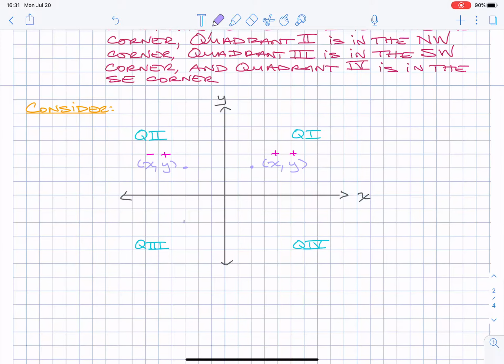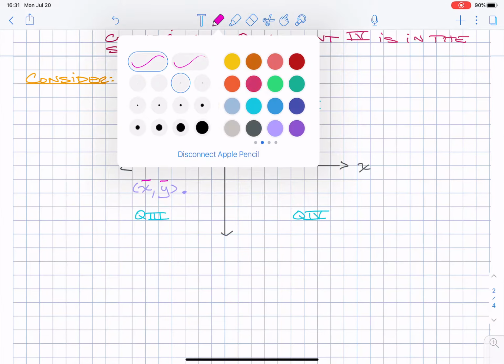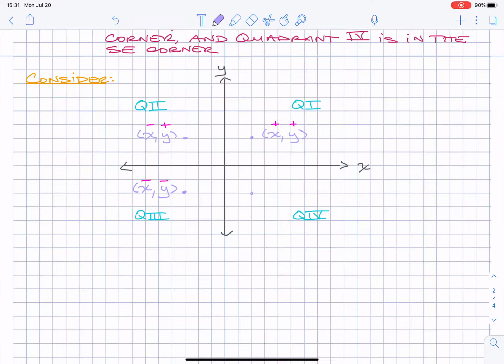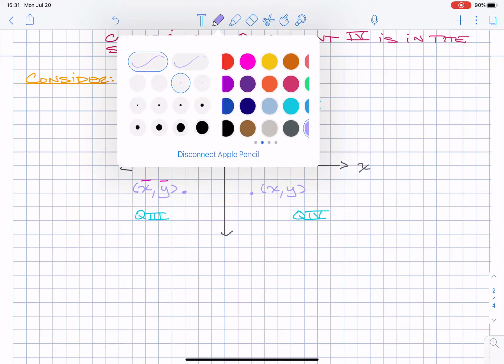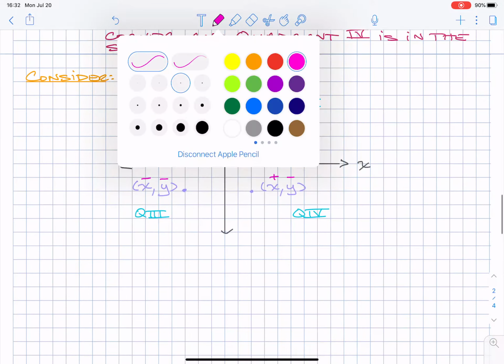Now let's have a point in quadrant 3. So x goes to the left of the origin and y dips beneath the origin. Since they're both in their negative regions, their signs are negative and negative. Similarly, if I have a point x, y in quadrant 4, I'm to the right of the origin for x, so that's positive, but I'm beneath the origin for y, so that's negative. We'll come back to this in a moment, but let's do an example.